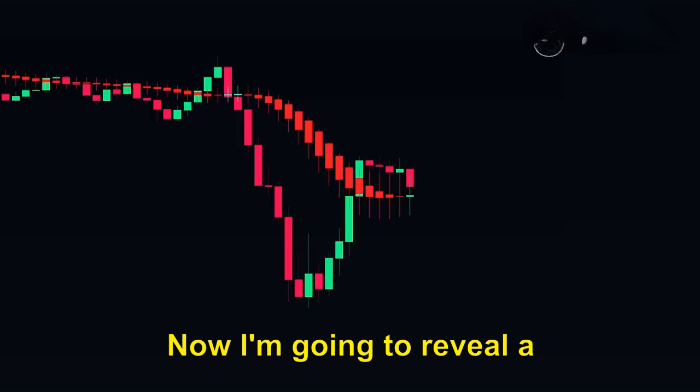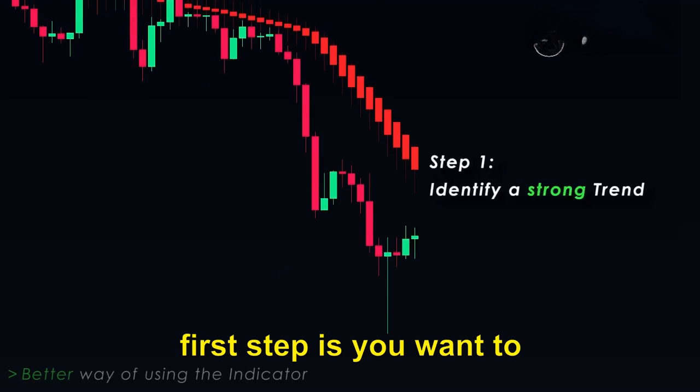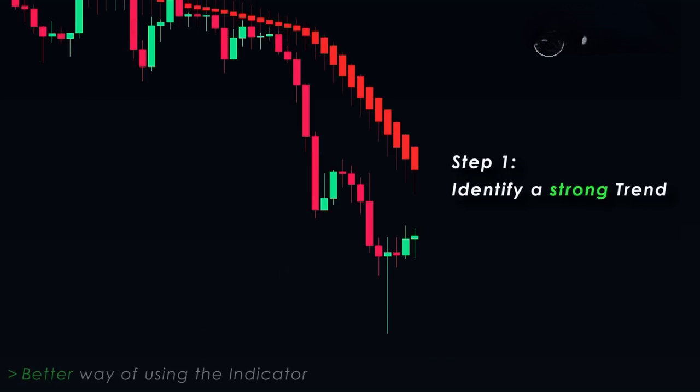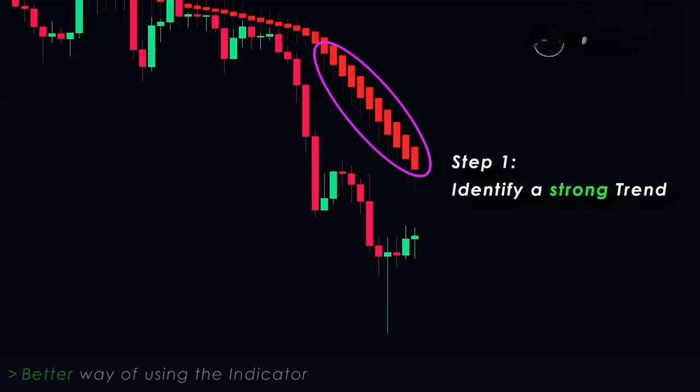Now, I'm going to reveal a better way of using the smooth Heikin-Ashi indicator. The first step is you want to find a strong existing trend, like in this example. Here, we can see that the price is going down while the indicator is displaying large red candles, indicating that the price is on a strong downtrend.